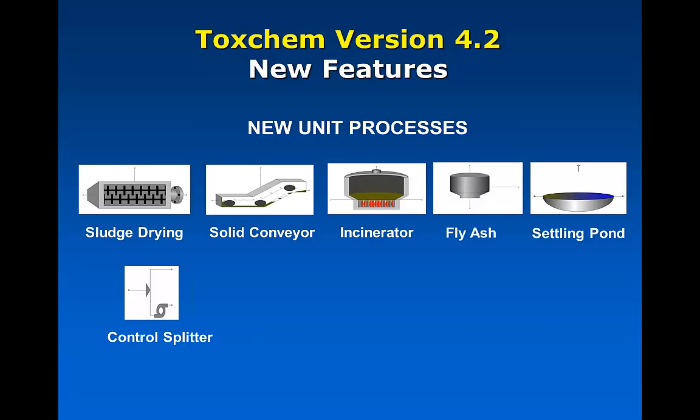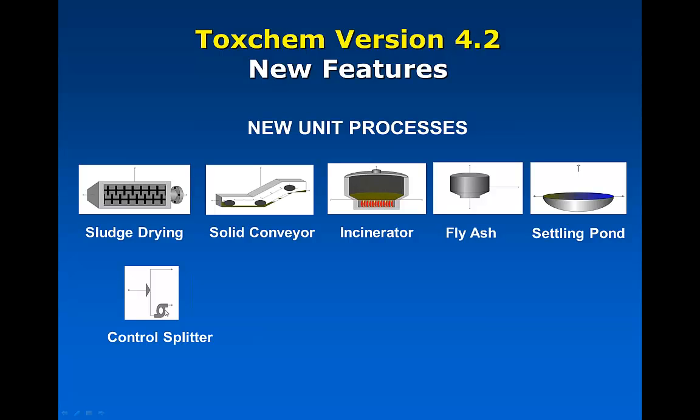Also, we have added a new unit process which is a control splitter, and this is a useful object in situations where you have the downstream flows which are constant or independent of the upstream flows. So you can use this splitter object for having a constant supply of flow rates down the stream from this pump.